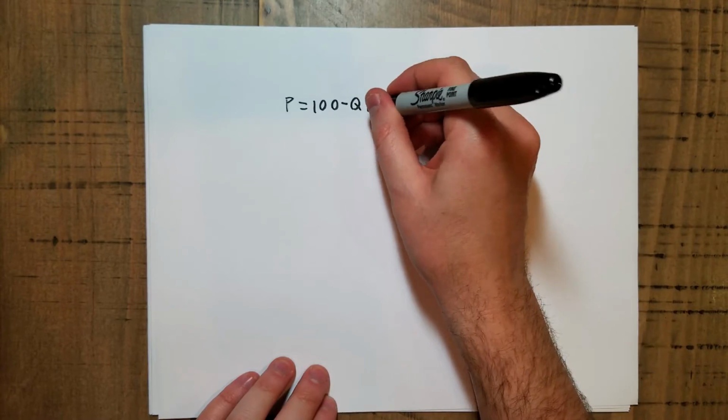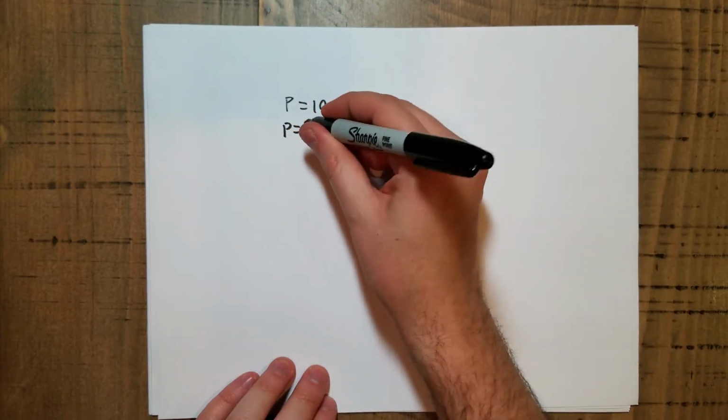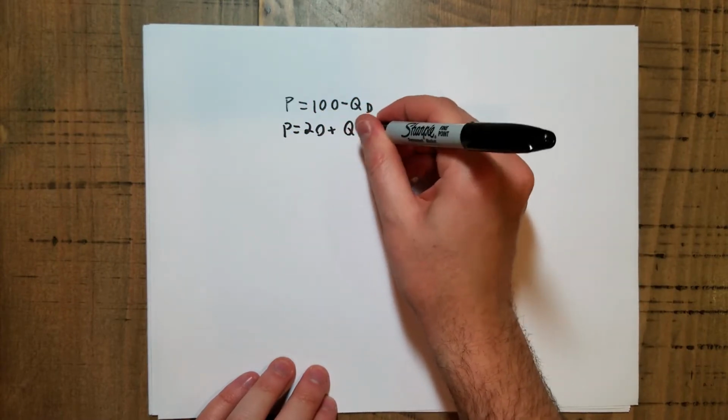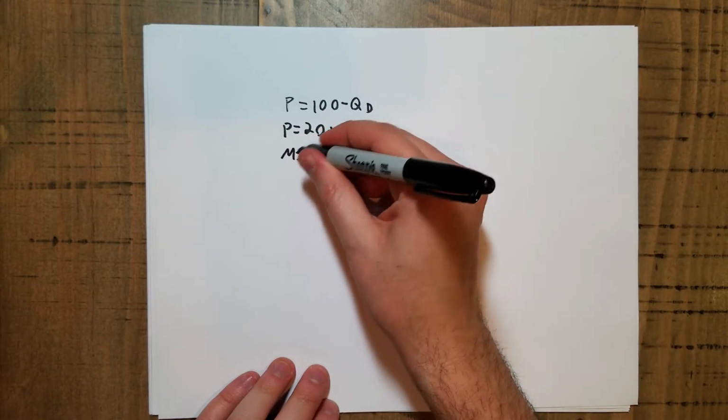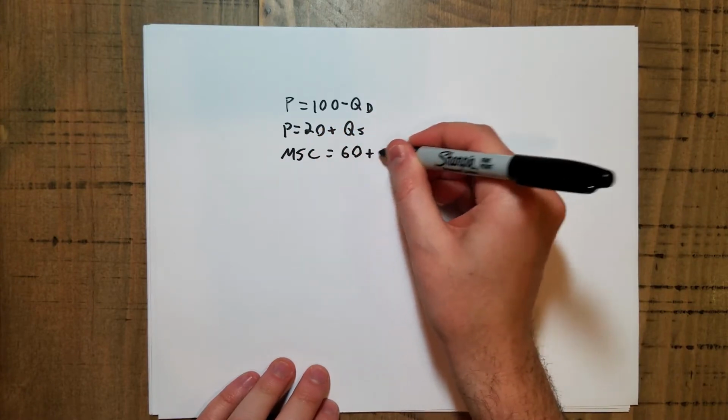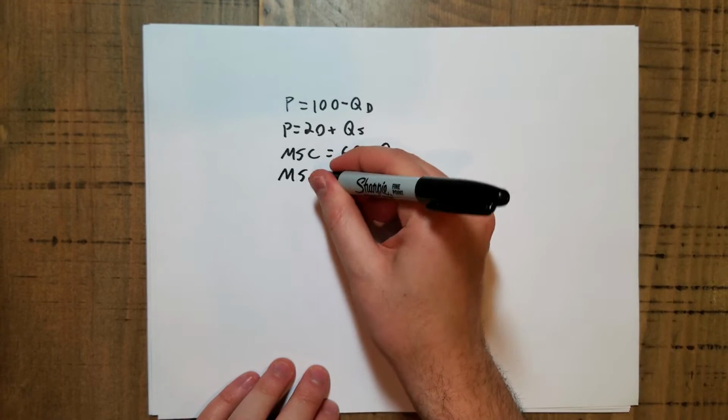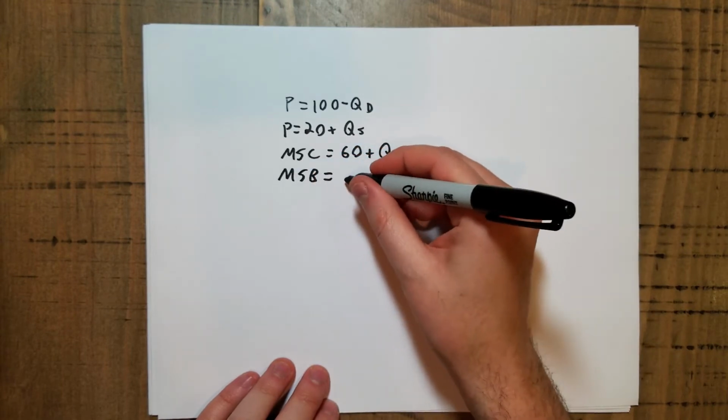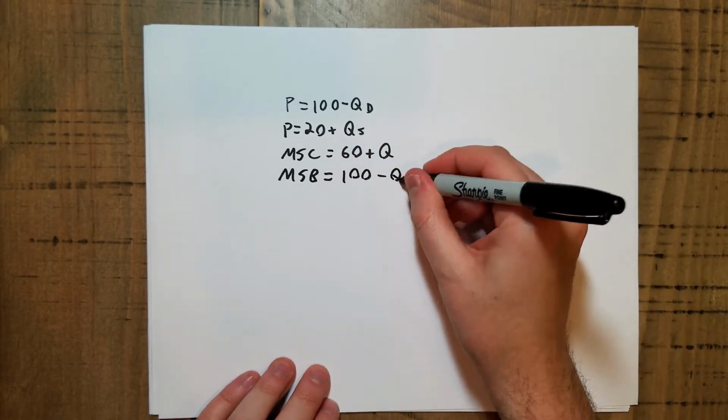Let's do a quick example of working through the optimal quantity and the market quantity here. So let's say that we have a demand curve of price equals 100 minus QD, and we have a supply curve of price equals 20 plus QS. We have a marginal social cost of 60 plus Q, and we have a marginal social benefit of 100 minus Q. Now the first thing to notice here is that the demand curve is the exact same as the marginal social benefit.